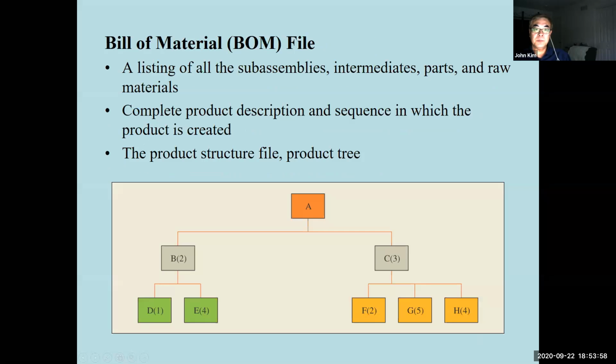And BOM, this is the structure of the product, showing the final product structure. So based on this, final product A needs 2 of B part, 3 of C part, and then B part needs 1 D material, 4 E material, and so on.